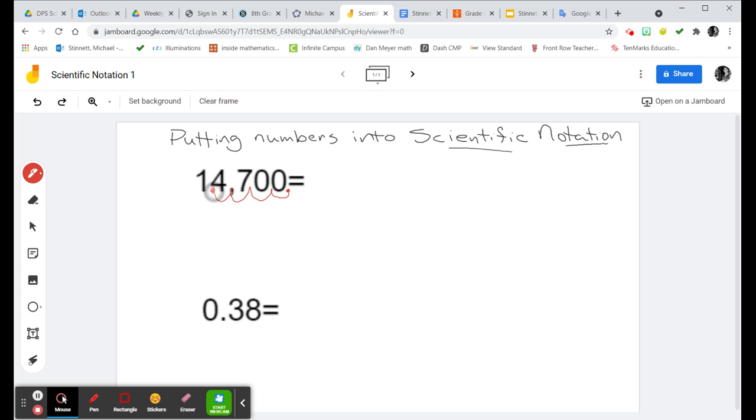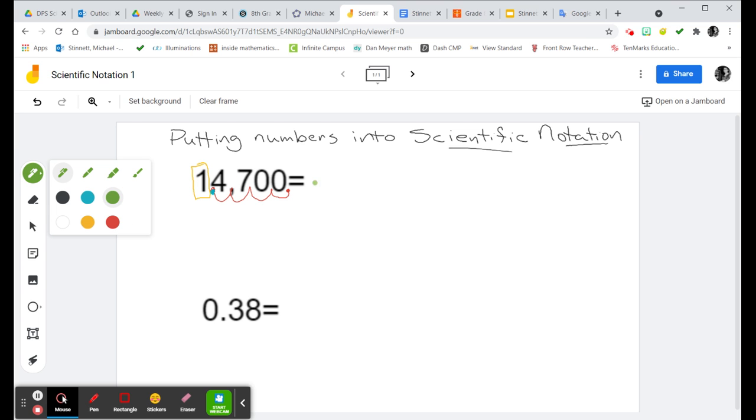So now we're going to put our new decimal here, and I'll change the color of it so you can see where the new decimal is. So it's right there between the 1 and the 4. And notice now we have only one digit to the left of this decimal, okay? So I'm going to rewrite this into scientific notation now, okay?